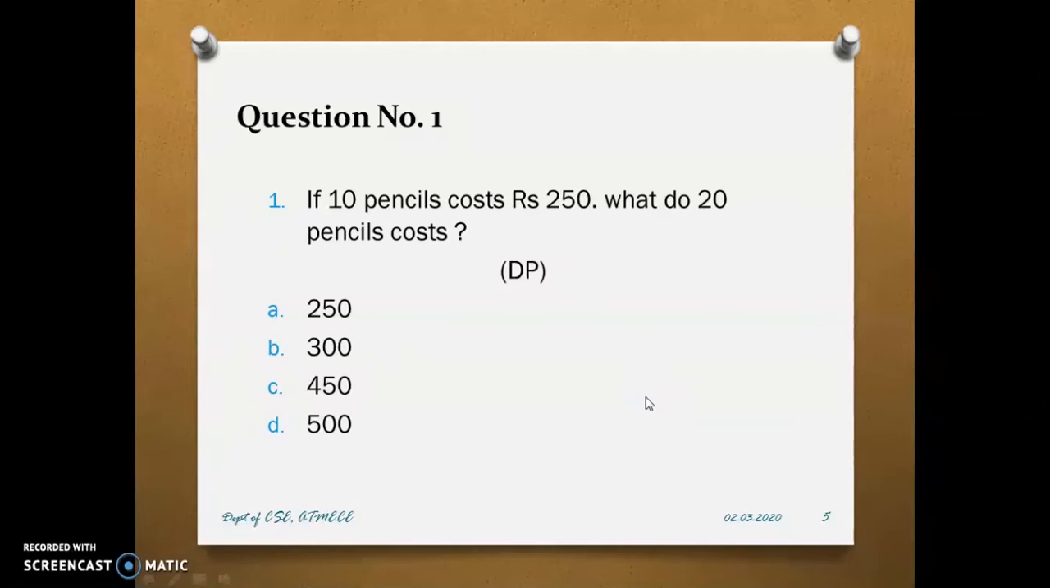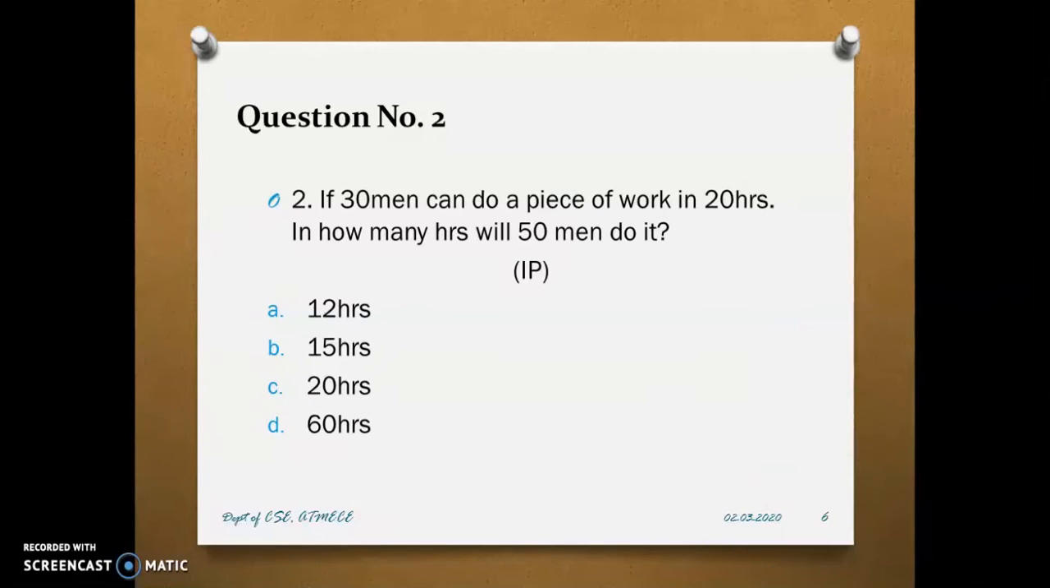Let's go to the second problem. Question number 2 says, if 30 men can do a piece of work in 20 hours, in how many hours will 50 men do it? So this problem is indirect proportion. If the number of men increases, the time required will be very less. So if the number of men is more, the time required will be less. If the number of men is less, the time incurred will be greater.